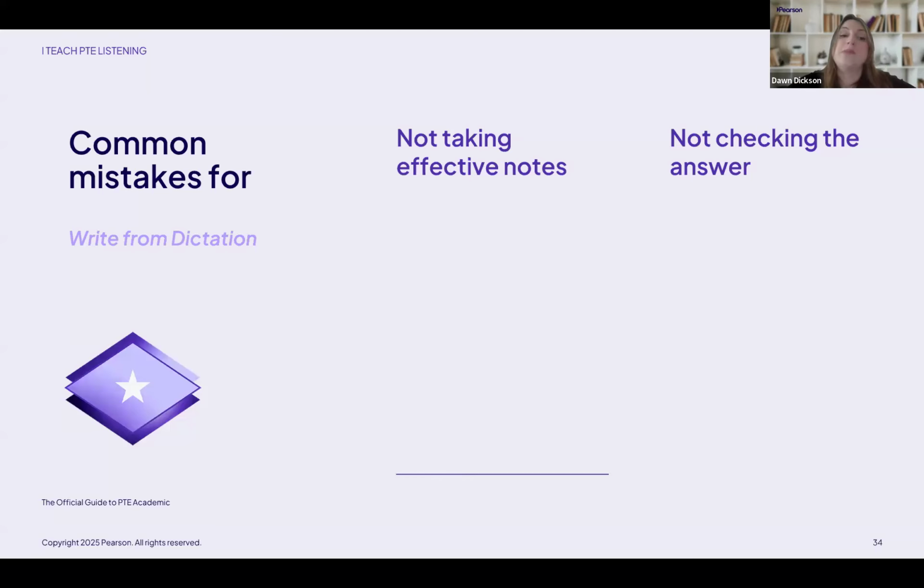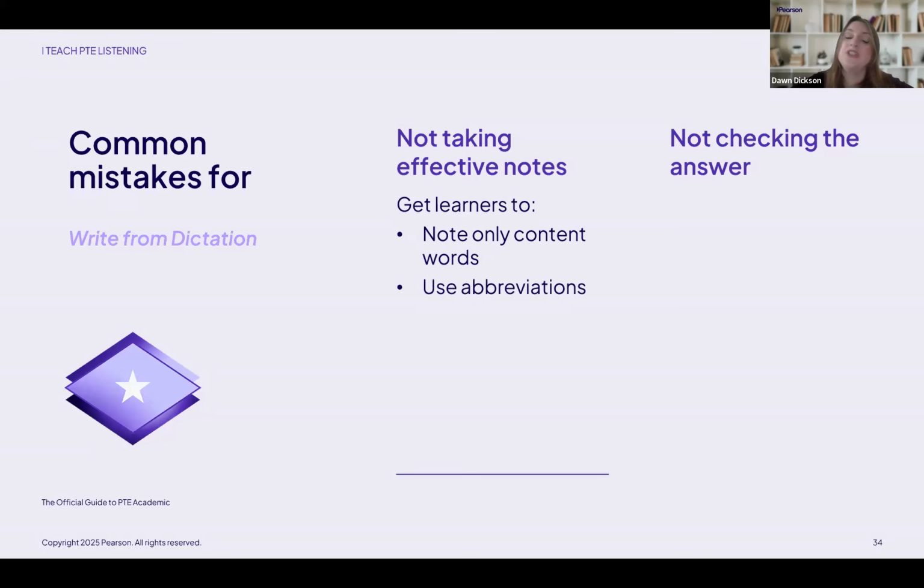Okay, moving on to common mistakes to look out for. For write from dictation, not being able to take effective notes, and also not checking the answer. So again, what can we get our learners to do? We can get them to note only content words. This can be a helpful strategy when it comes to effective note taking, just noting down the content words, the main words. Or we can also encourage our learners to use abbreviations. We mentioned this earlier on in terms of the note-taking checklist.